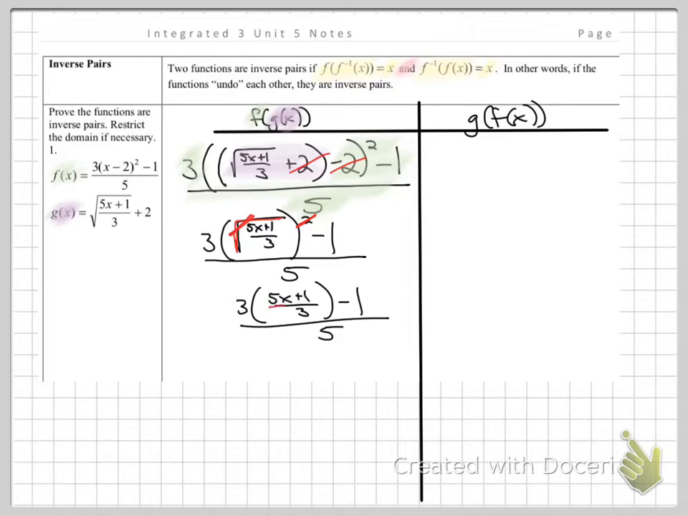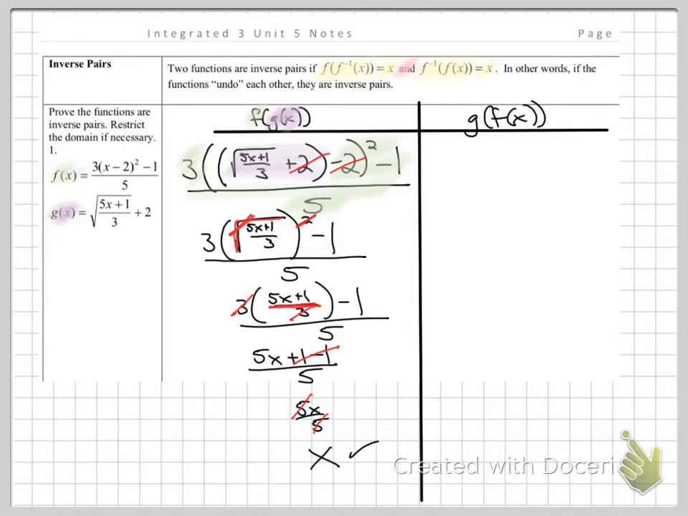So here, because the whole thing's over 3, and the whole thing's times 3, the 3's cross out. 1 plus 1, how about 1 minus 1? Crosses out. And then we have 5x over 5, and the 5's reduce. And you just get x. I'm going to put a little check mark there. Notice it says prove they are inverses. Because they are inverses, at the very bottom, you should get an answer of x. That's what the definition at the top says.